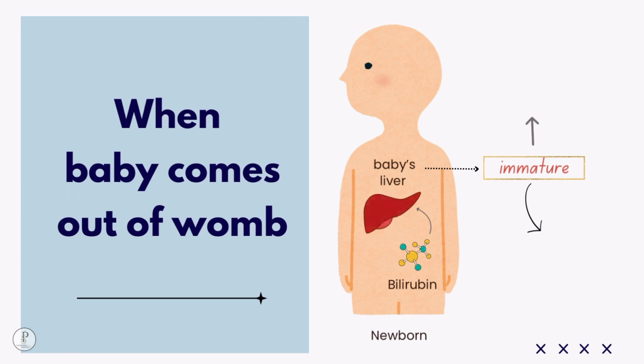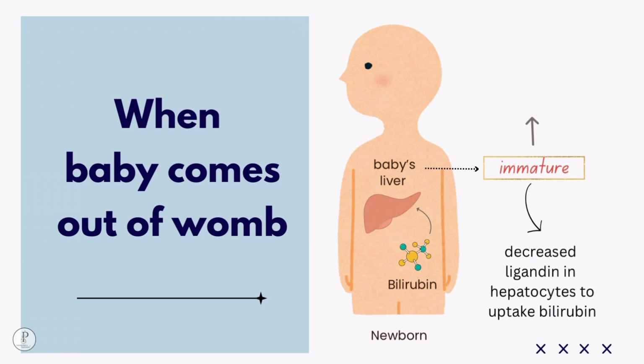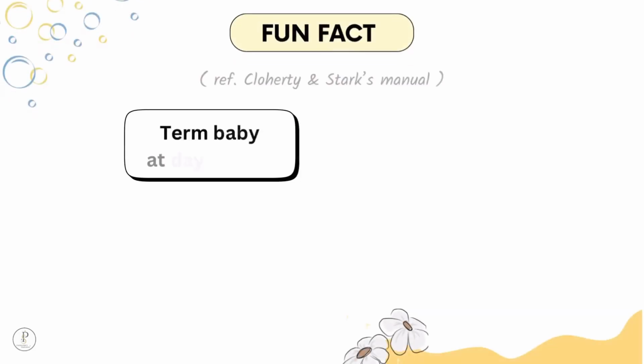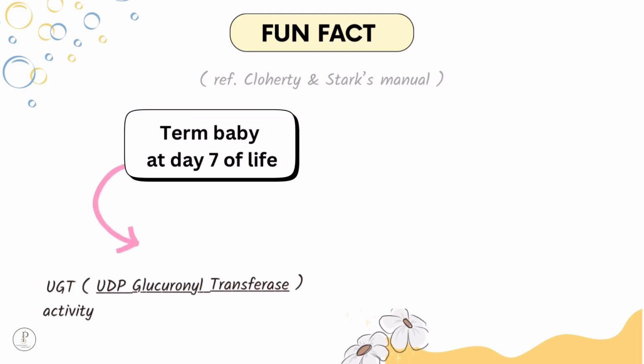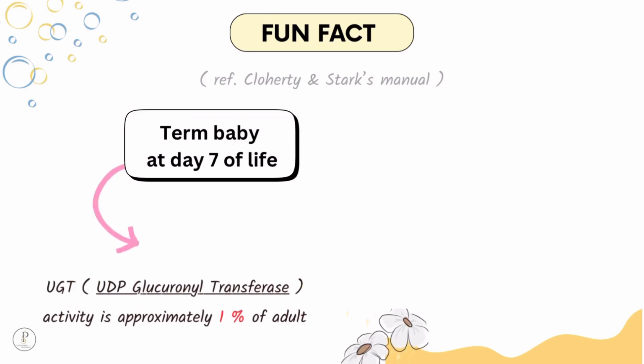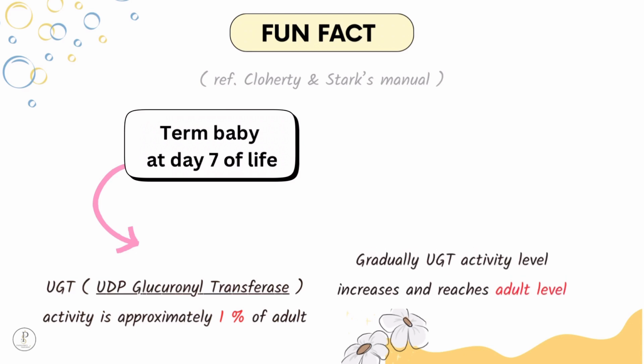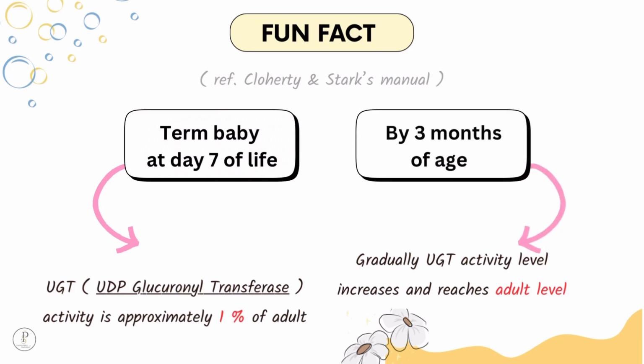This is due to two reasons. First, decreased ligandin level in hepatocytes to uptake bilirubin. Second, decreased UGT1A1 enzyme activity in liver. Fun fact, in a term baby of day 7 of life, UGT, that is UDP glucuronosyltransferase activity, is approximately 1% of that of adult. And gradually, this enzyme activity increases and reaches adult level by 3 months of age.